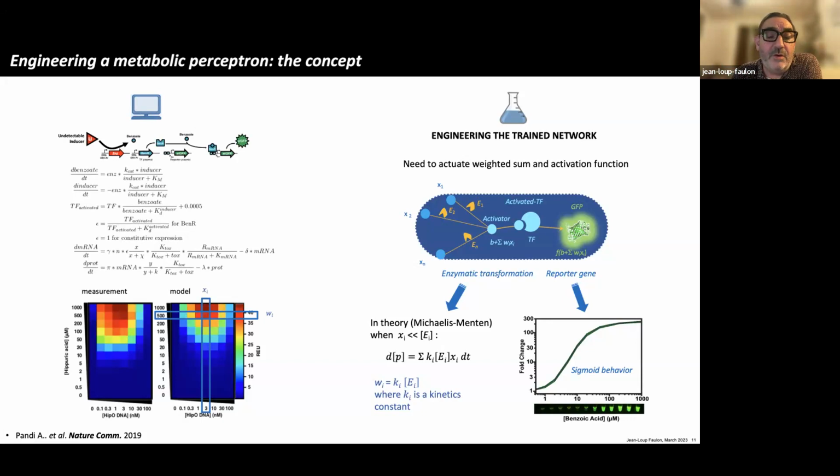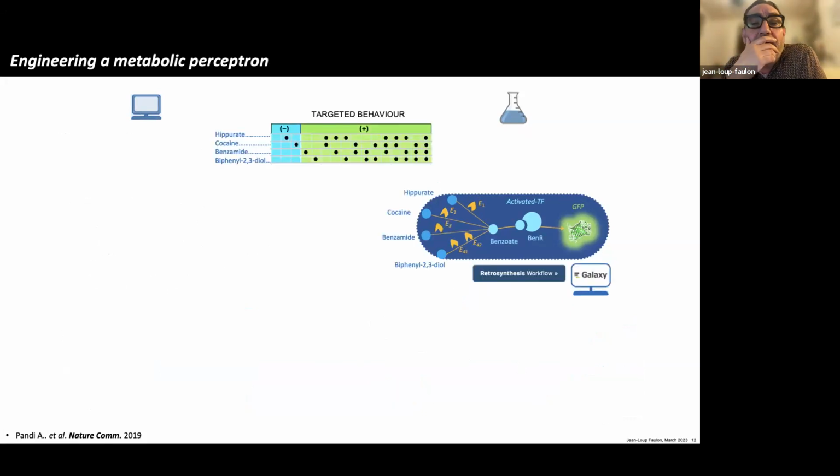So now that we have everything in place, let's look at one example and a targeted behavior. For instance, in this case, we have 4 different molecules which we wish to detect, and they are present or absent in our sample. So that's 16 cases total. Arbitrarily, let's say that the first 3 cases are negative and the rest are positives. First we need to find the enzymes that are going to transform our molecules into a single effector, benzoate in this case. And for that, we use the retrosynthesis workflow in the Galaxy system that I showed earlier.